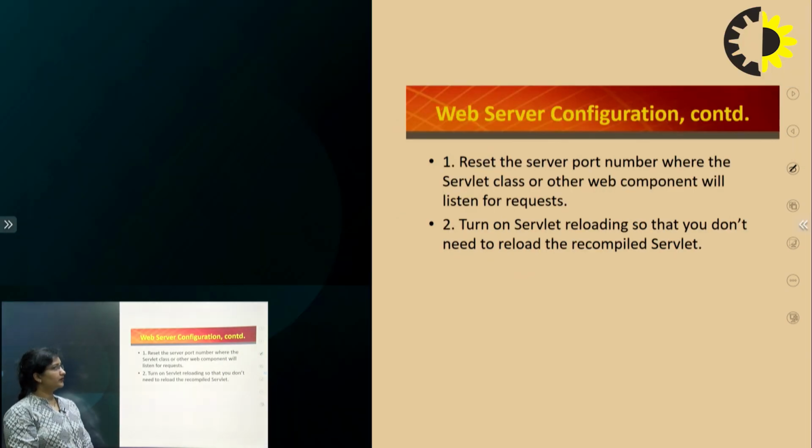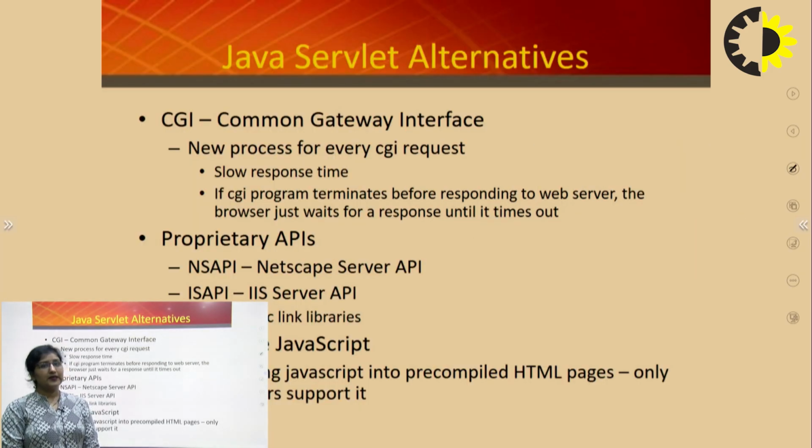So, how will this configuration be done? We will reset the server port number where the servlet class or any other component will listen for the request. That port number is required where the request will be handled. Then we will turn on servlet reloading so that we do not need to reload and recompile the servlet again and again.